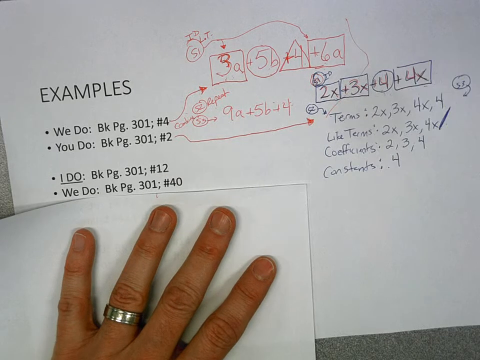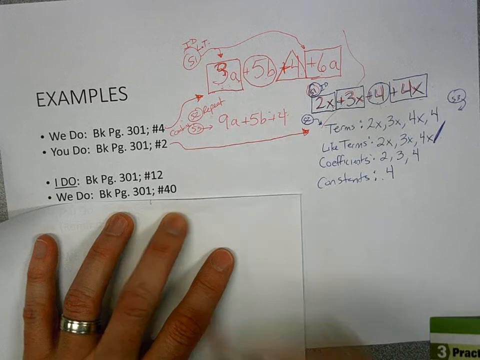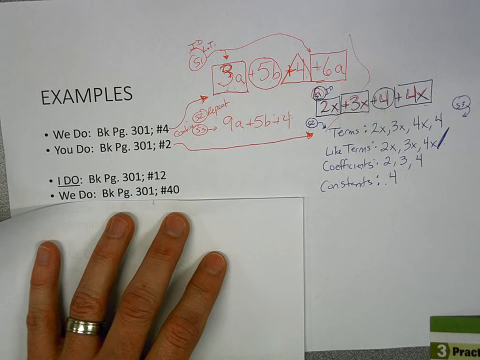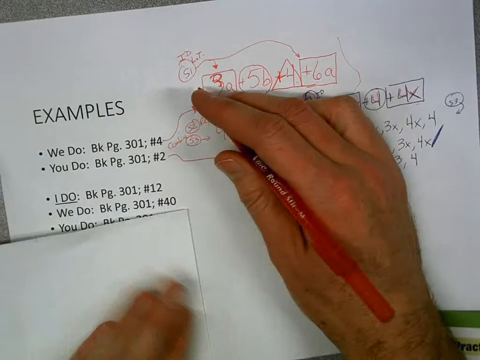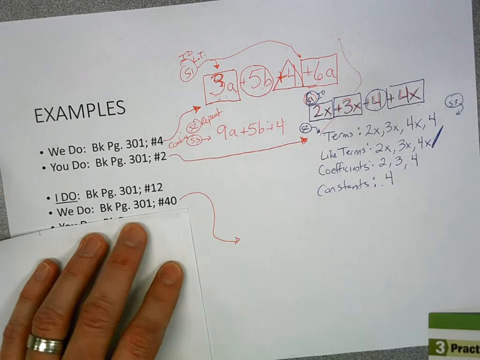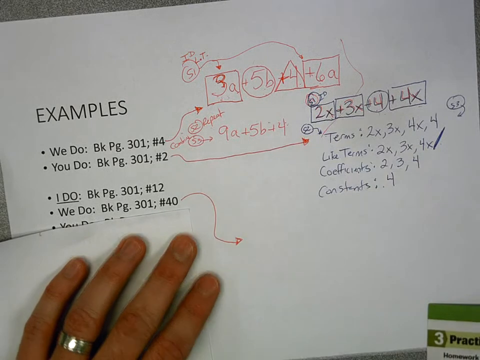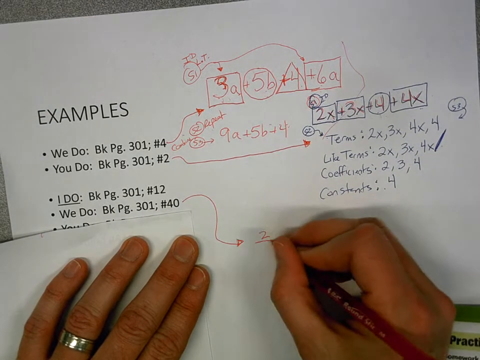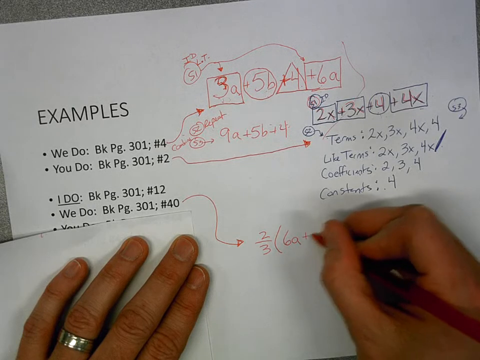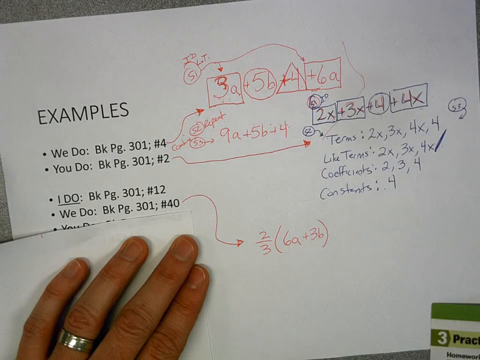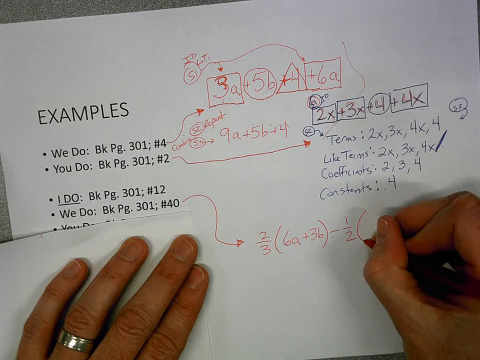Okay. Now, what we're going to do is let's go ahead and take a look at 301, problem number 40. It ends up going over to 302, right? So number 40 is 2/3 times the sum of 6a plus 3b minus 1/2 times the difference of a minus 2b.